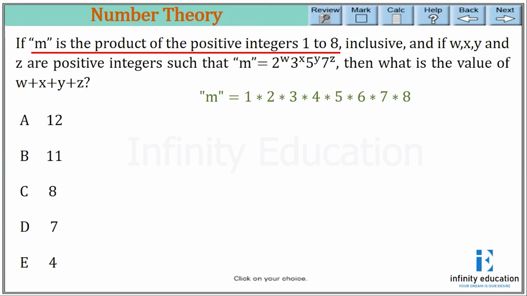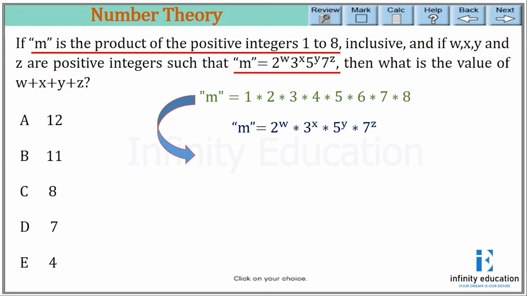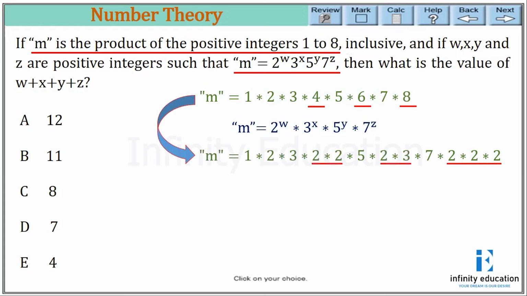Now we have M equals 2 to the power W into 3 to the power X into 5 to the power Y into 7 to the power Z. So I have to convert them into this form, then only can we compare. If I consider the first one, 1 into 2 into 3 into, I can rewrite this as 1 into 2 into 3 into 2 into 2. Why? Because 4 can be rewritten as 2 into 2, 5 is 5, 6 can be rewritten as 2 into 3, 7 is 7, and 8 can be rewritten as 2 into 2 into 2, because I need it in the form of 2, 3, 5 and 7. That's why I have split it.